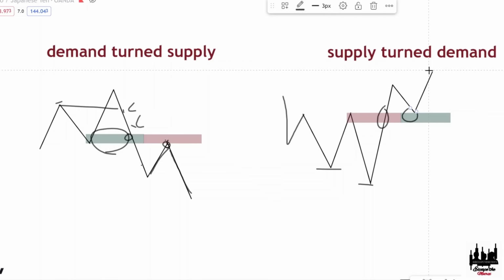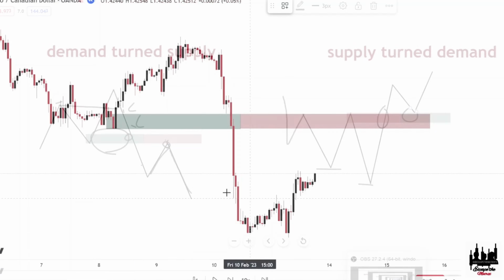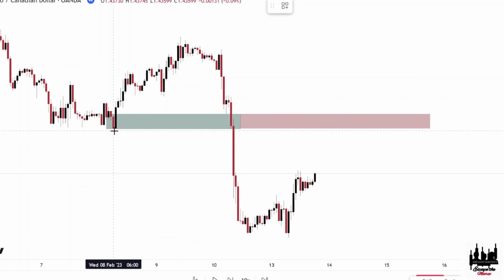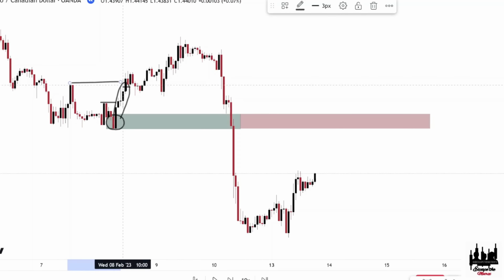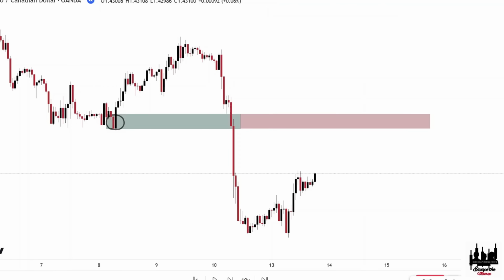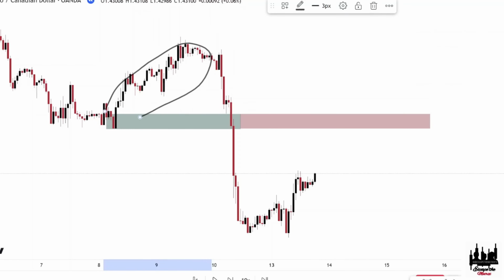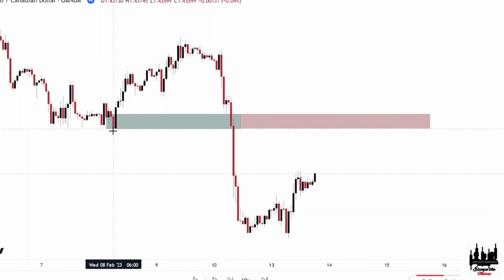So let's go into an in-chart example. So here we have a correct demand turn supply setup. This last candle, this last bearish candle before this bullish run, this bullish run broke one, two significant resistance. But in reality, this candle is responsible for this entire move.